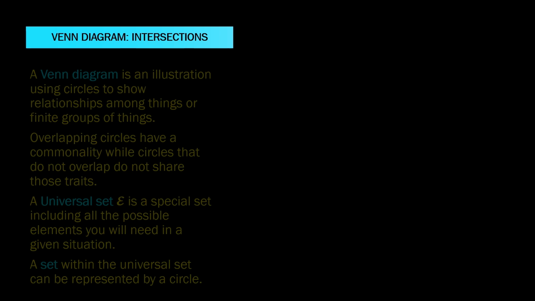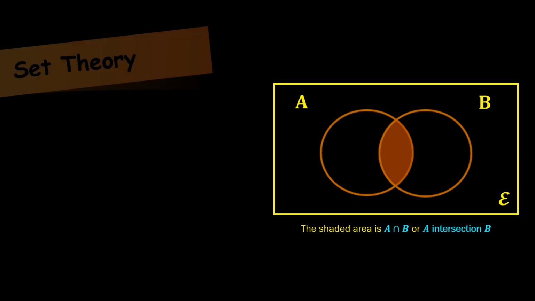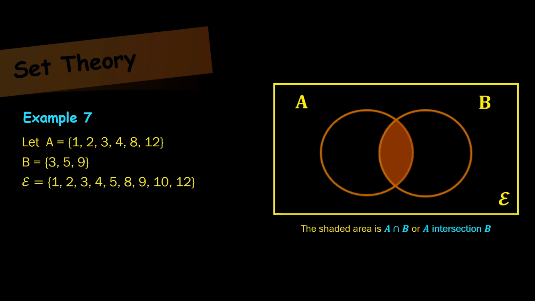We will now look at A intersect B, which is this region here, and is represented by the symbol shown. Let's take a look at an example. If we have A, B, and the universal set as shown, and if we're required to find A intersect B, then A intersect B equals {3}, because this is the only element that occurs in both A and B.